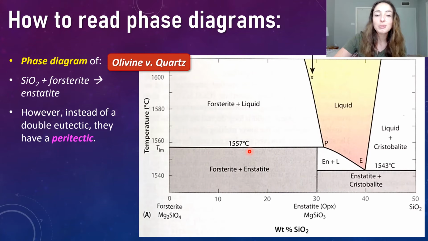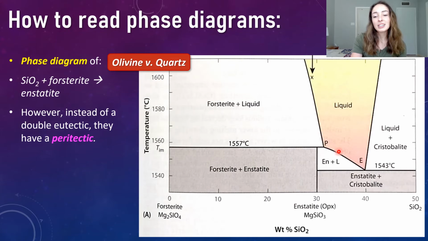So this phase diagram is olivine versus quartz, or in our case, we're looking at forsterite, magnesium-rich olivine, versus silica or quartz. And in between, we can see there's enstatite here. Why? Well, silica and forsterite react to form enstatite. So isn't this the same case with nepheline and quartz forming albite? Not exactly, and we'll talk about why in a second.